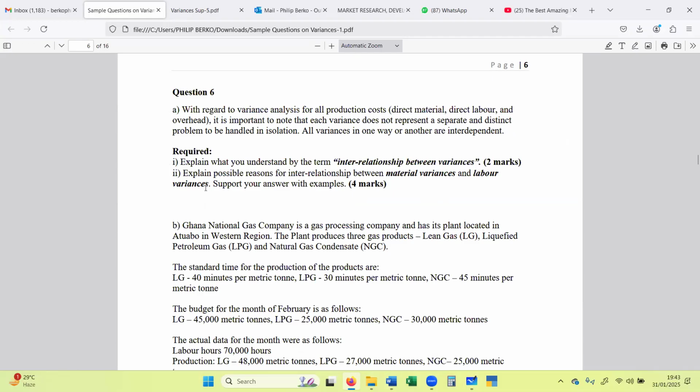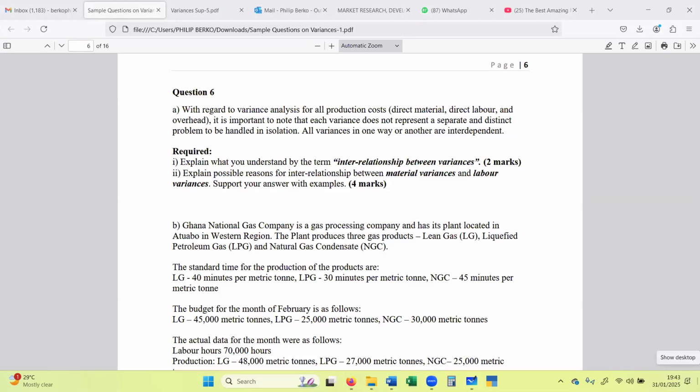So I've given one example that you go and buy cheaper material than you anticipated. And now your labor will have to spend more time in order to work with that material. You see? So any other example you can also give? Should I give more? Assuming you go to the market.